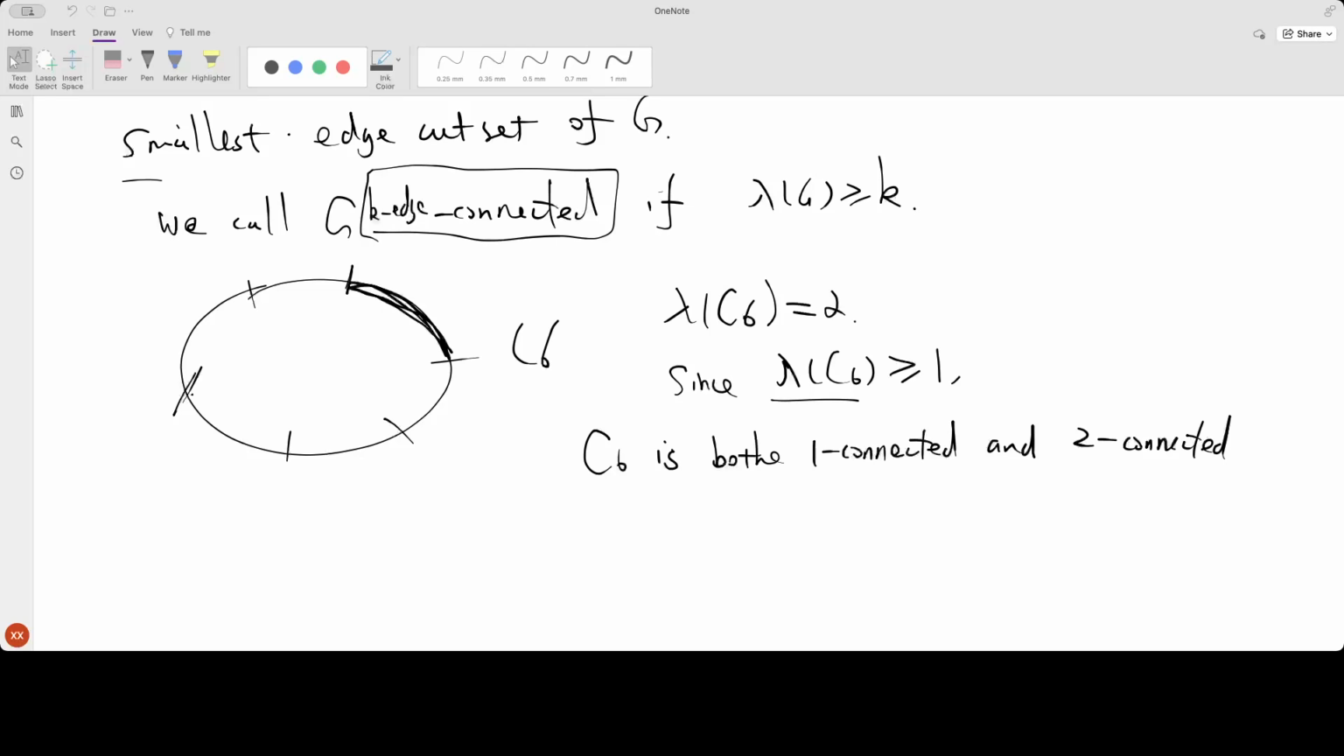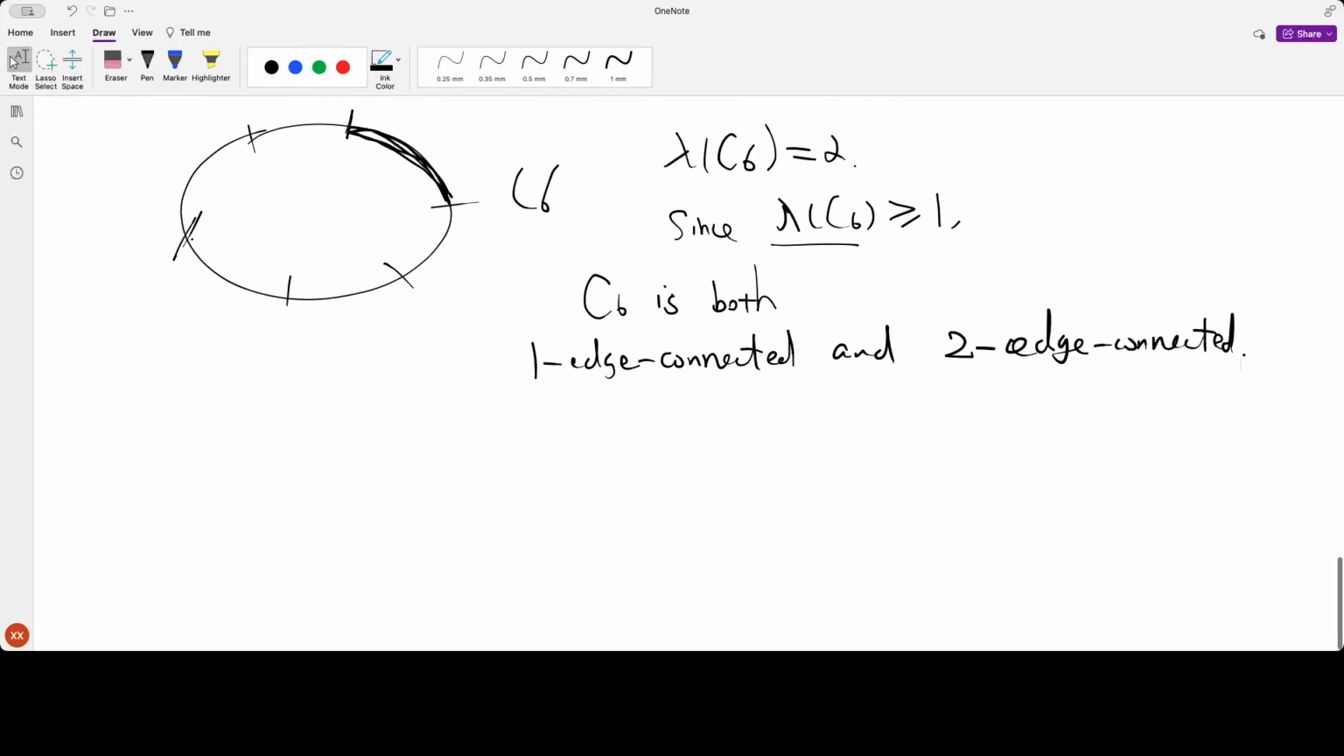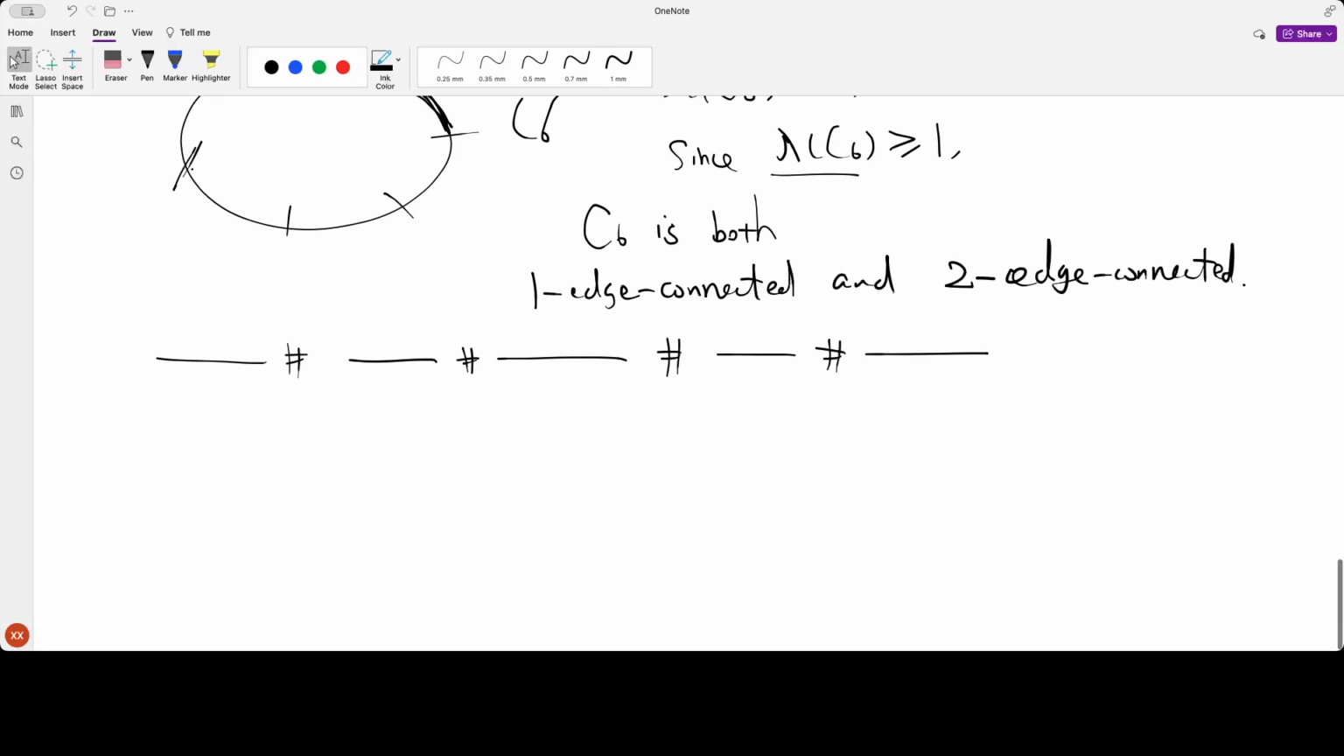Okay, I keep making typos because I really want to say edge connected. So here it is 1-edge-connected, and also 2-edge-connected. Okay? I think it's not so bad to understand this. I'll give you an exercise later to compare all the definitions: connectivity, minimal degree, and edge connectivity.